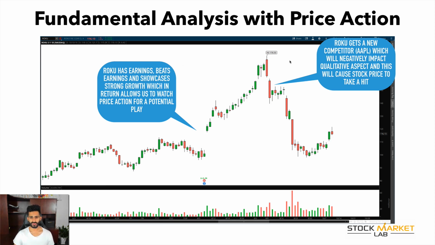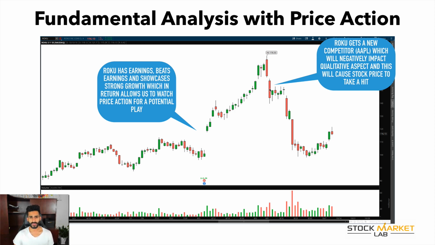Another example with the same stock, Roku, is right here. So Roku gets a new competitor, Apple, which will negatively impact the qualitative aspect, and this will cause the stock price to take a hit. So on this day, Apple announced that they were getting into the same business as Roku, which is a streaming business. That, on a qualitative aspect, is going to affect Roku, right? Once we identify that this could possibly affect the stock, we then go to price action and then we take on a trade.